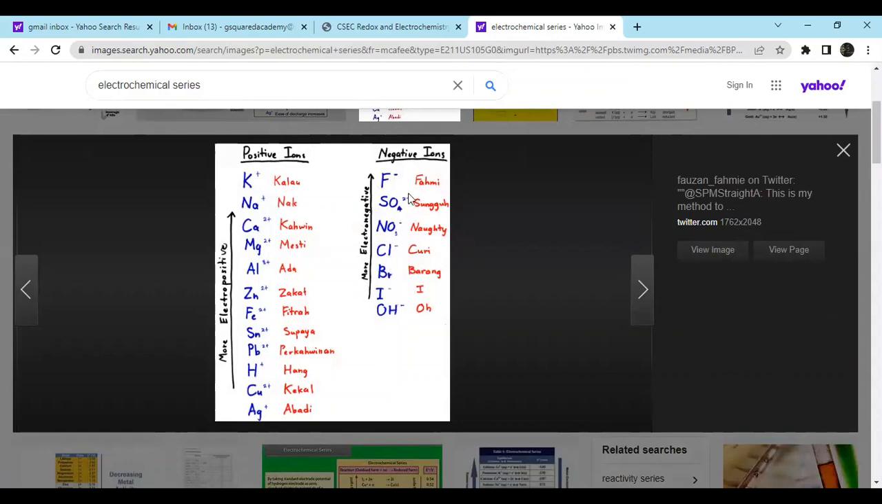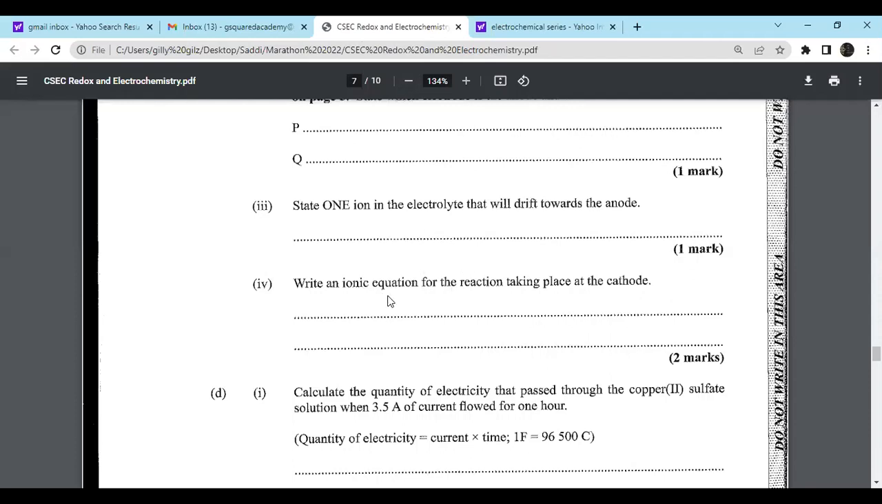Then you have chloride, and look where sulfate is. Sulfate is almost at the top, okay? And OH is at the bottom. So OH would discharge, and the copper would discharge. So let's go back to the question. The question says now, write an ionic equation for the reaction taking place at the cathode. So we know that we have copper and hydrogen. The copper would discharge. So let us write an equation for that.